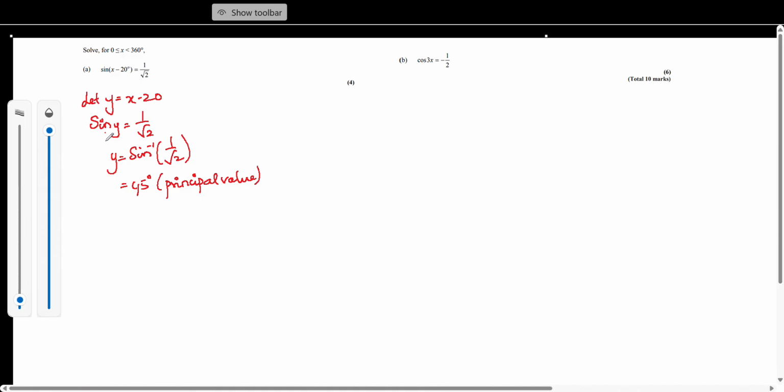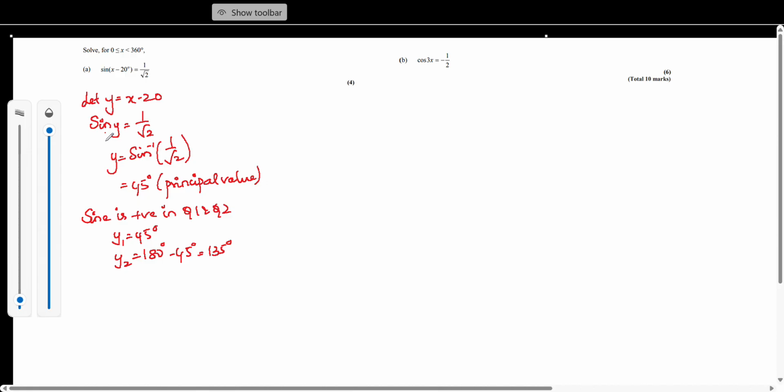the knowledge of the CAST diagram comes into the picture here. Sine is the ratio in question, and from the CAST diagram, sine is positive in quadrants 1 and 2. So, y1 was 45. The second quadrant value is always calculated as 180 minus the principal angle, so 135.